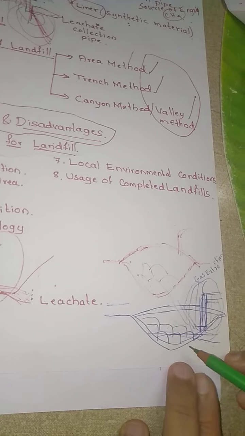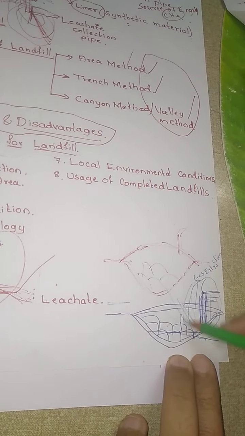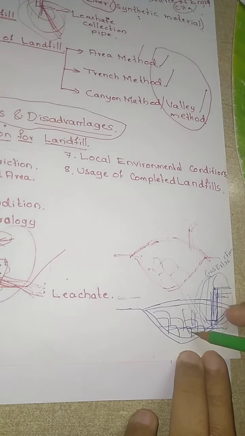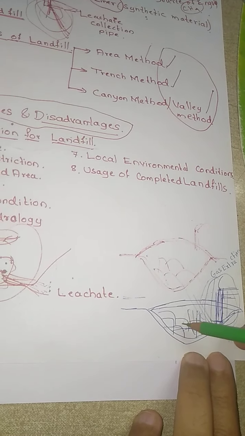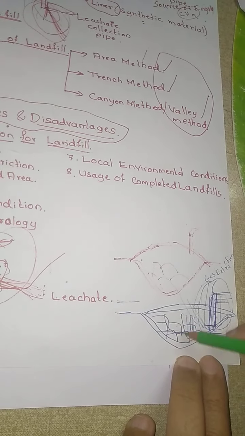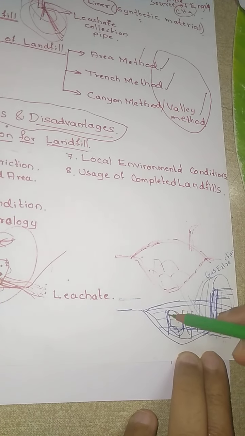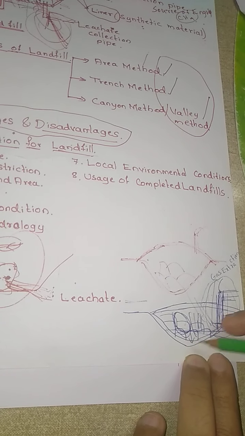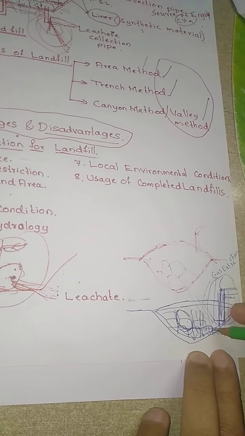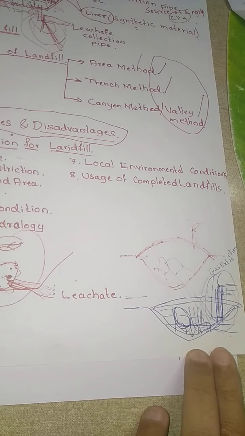Now we'll see how to control the leachate that is going to be generated from the landfill area. Now, what is leachate? Leachate is nothing but the liquid that is generated due to the degradation of these waste materials. Liquid will always have a downward motion. Now, how do we need to prevent this leachate?